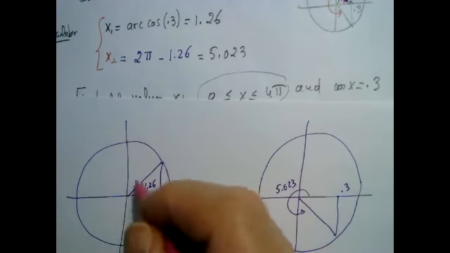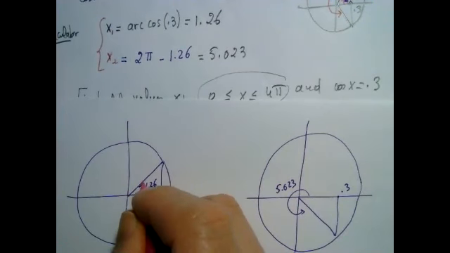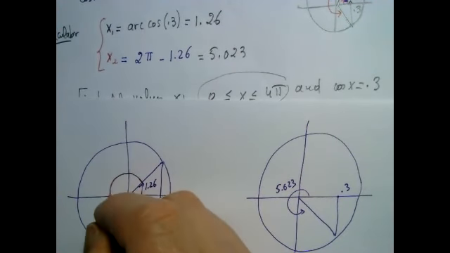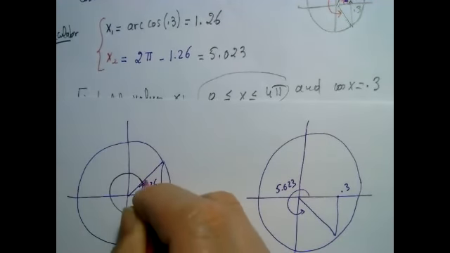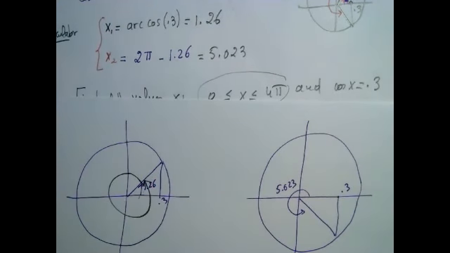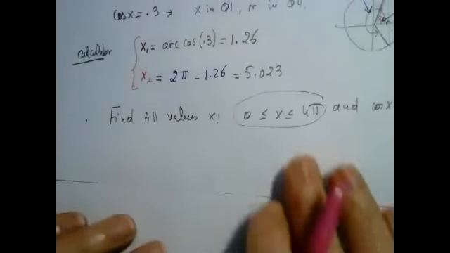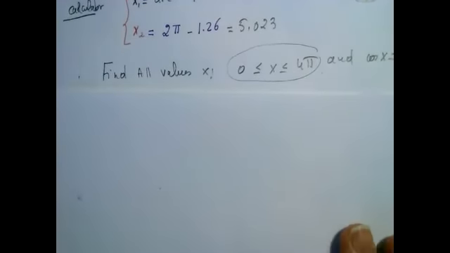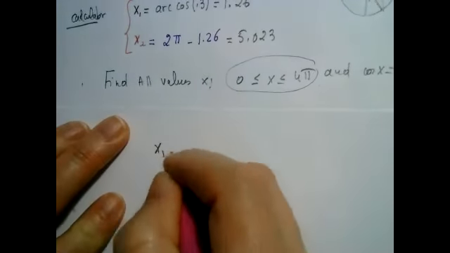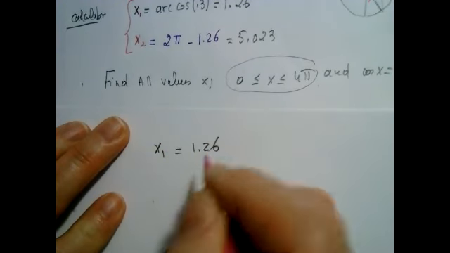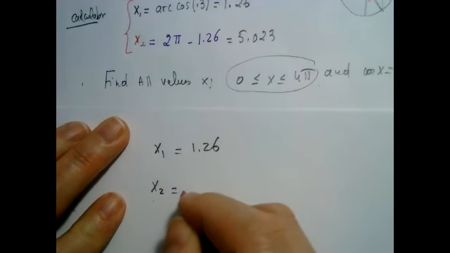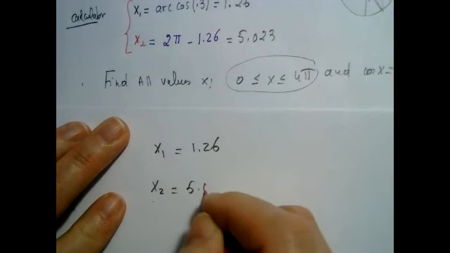Okay, see what I mean? If I start from 1.26 and I add 2 pi, will I get another angle with the same cosine? Yes or no? Yep. So if I take another angle, I can find another one. So let's write this down. So we have x1, one angle, which is 1.26. Then I can have x2. These are the ones I have, using the unit circle.